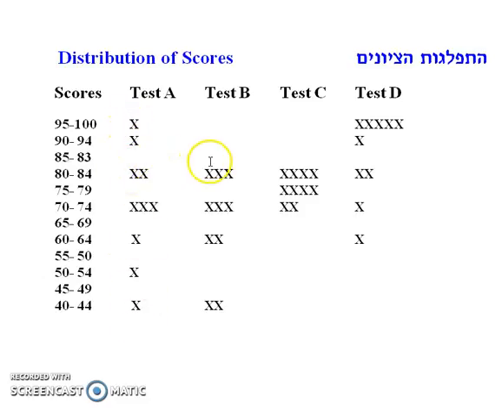Now, this doesn't look the same in test B. In test B, there were 3 80s, that's the highest score, and there were some low scores. This is a much harder test, you see that, much harder. In test C, the students are all clumped together, so that you have all the students within about 10 points. And test D is clearly too easy. All the grades are very, very high.